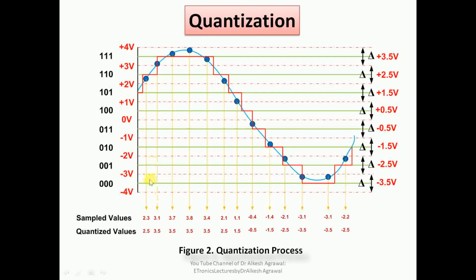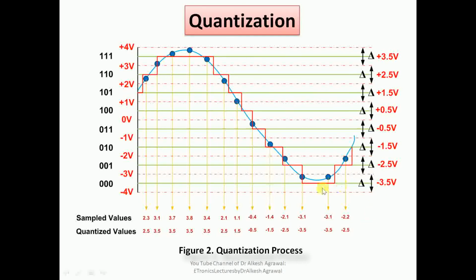So 8 by 8 is 1 volt. So in this example, the step size is 1 volt. The first step is from minus 4 to minus 3 volt. The next step is from minus 3 to minus 2 volt, then minus 2 to minus 1 volt, then minus 1 to 0 volt, then 0 to plus 1 volt, and so on.